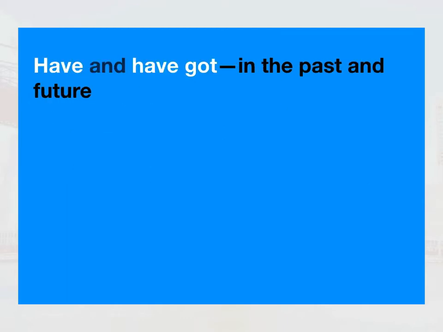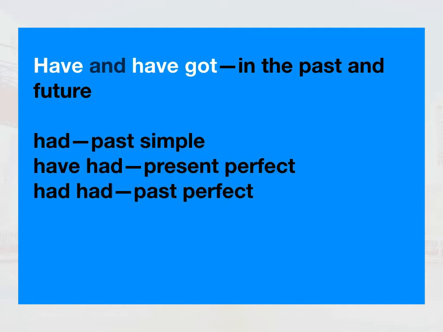Okay, let's look at have and have got in the past and the future. In the past, we'll either use the past simple, had, or if we're expressing something in the present perfect, we'll use have had, and if we're going to use the past perfect, had had. And then when we look at the future, we're going to use either will have or going to have.